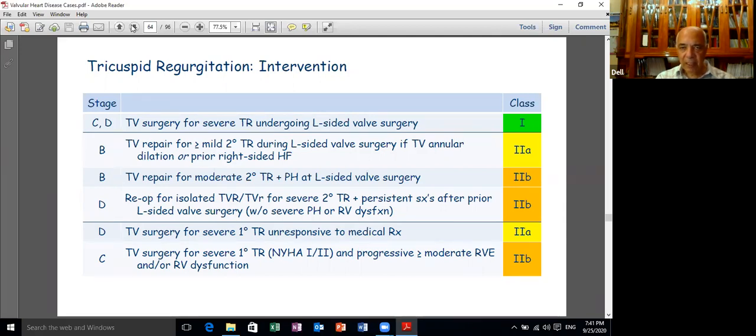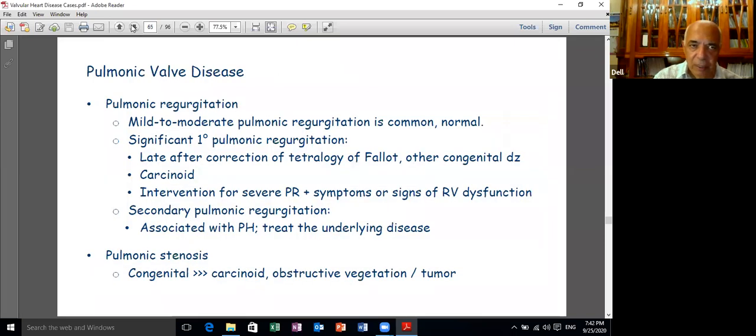Now, if we leave the secondary tricuspid regurgitation and direct our attention to primary tricuspid regurgitation, the class 2A indication is surgery for severe primary tricuspid regurgitation that is unresponsive to medical treatment or is associated with progressive right ventricular enlargement and right ventricular dysfunction. So as you see, the class 1 and class 2 indications for intervention in tricuspid regurgitation are very restricted, but the value of measuring the tricuspid annulus and estimating even mild degrees of tricuspid regurgitation should be noticed.